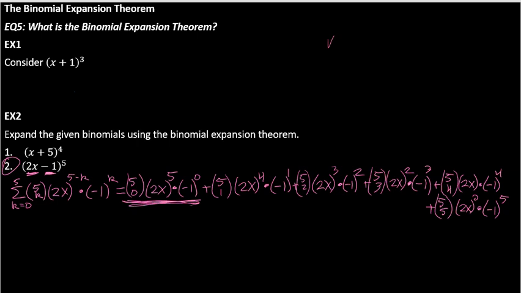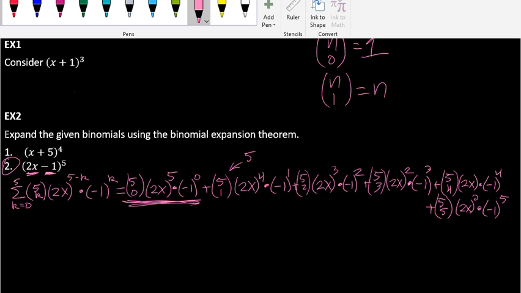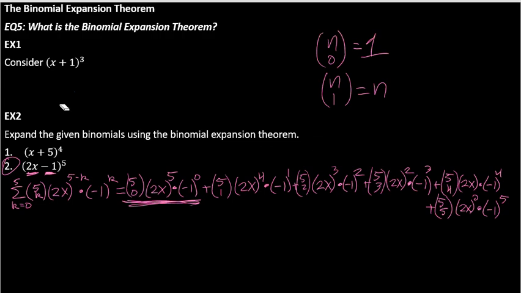Anytime you have n choose 0, we should have learned this by now, that's going to be 1. Anytime you have n choose 1, that's just going to be equal to whatever n is. So for example, on this next one, when we have 5 choose 1, that's just going to be equal to 5. Okay, so that's two little identities there. So this first term, that's just going to be 1 times 2x to the fifth.